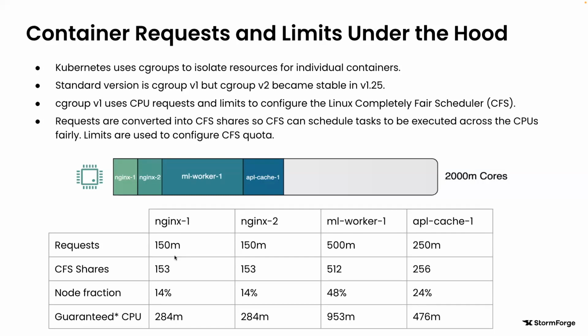For CPU, it just throttles, it slows down, but for memory, it's killed. But when you kill a pod in Kubernetes, that means a fresh one is born to replace it.